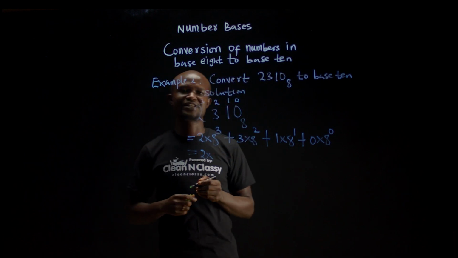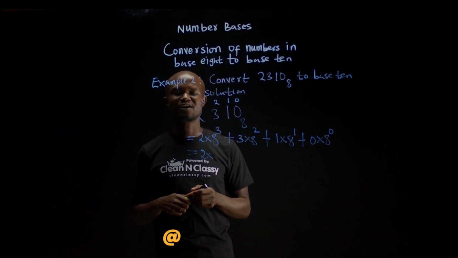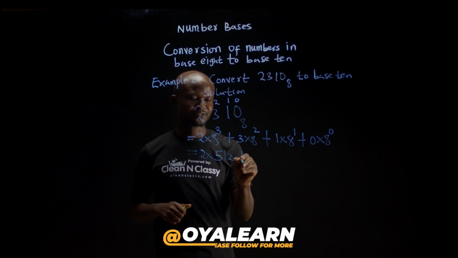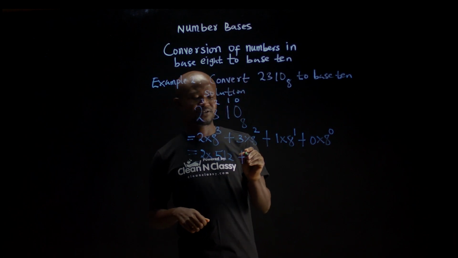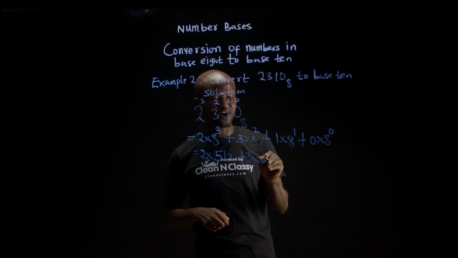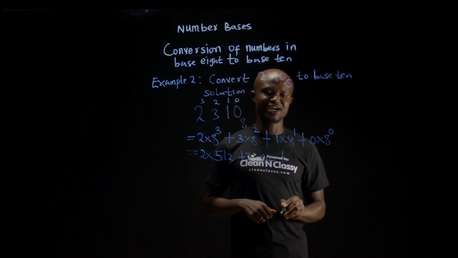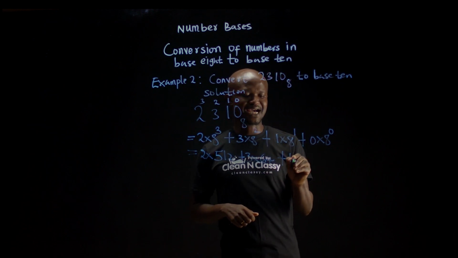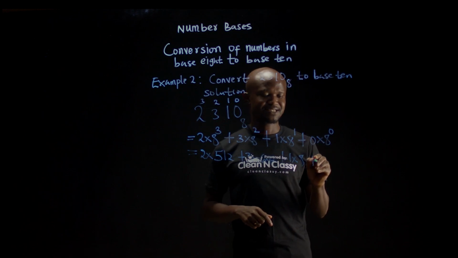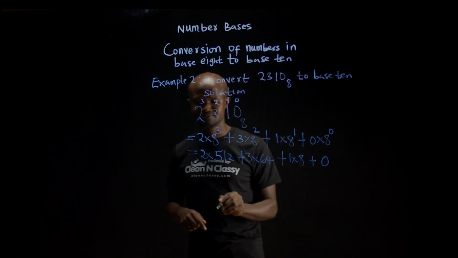8 raised to the power of 3. 8 times 8 is 64. And 64 times 8 is 512. Plus, so we have 3 times 8 raised to the power 2, which is 64. Then, what do we have here? 1 times 8. 8 raised to the power 1 is 8. Then this is a term with 0. So what happened? We have 0 here.